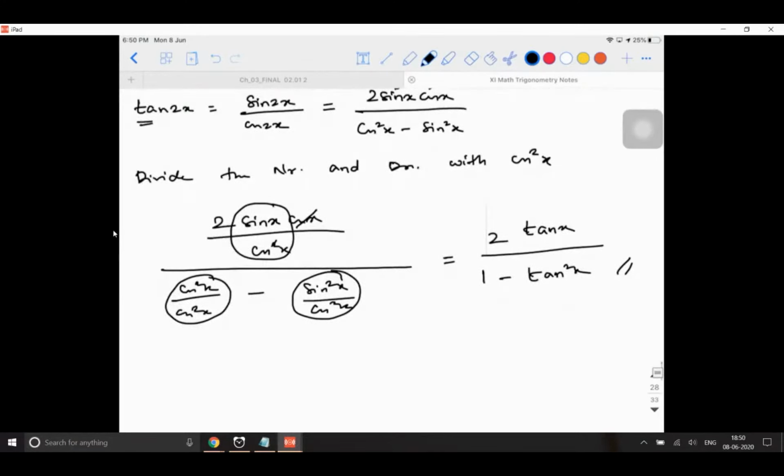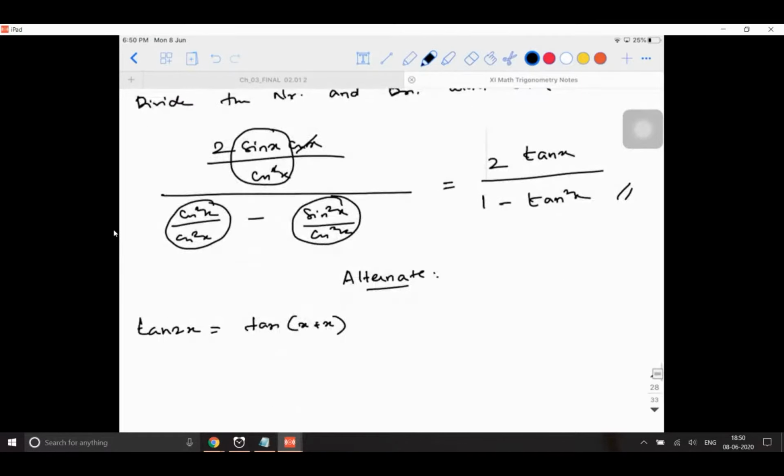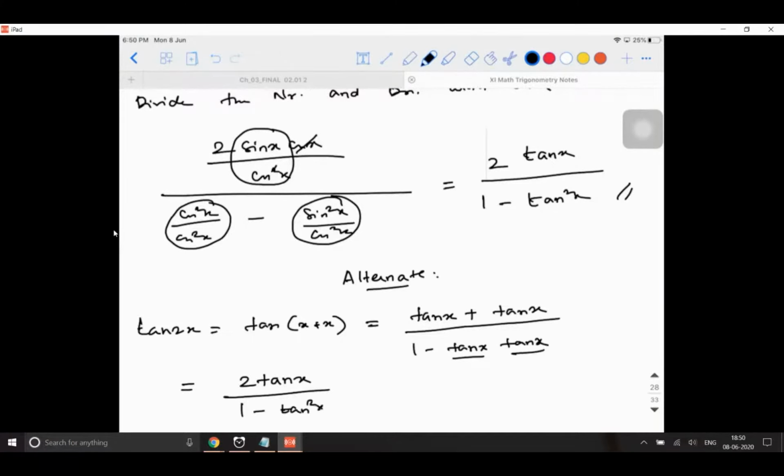Can you give me another idea? The alternate method is, can I write tan 2x as tan of x plus x? Can I write it like this? So what is the tan x plus y formula? You have tan x plus tan y divided by 1 minus tan x tan y. So tan x plus tan x will be 2 tan x divided by 1 minus tan x into tan x, which is tan square x. So see, you are getting the same formula, 2 tan x by 1 minus tan square x. Whatever is the method you are going to follow, you will get the same answer.